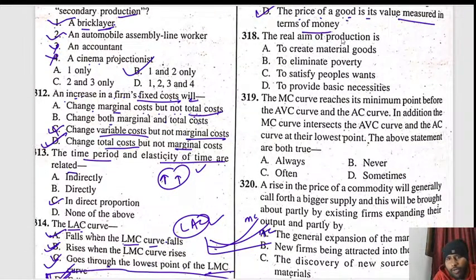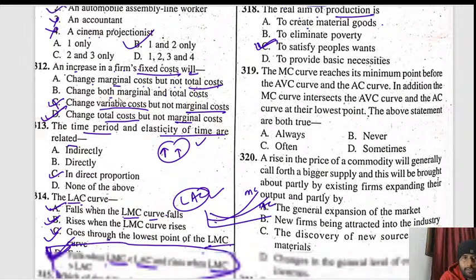The real aim of production is to create material goods. Obviously, to eliminate poverty, the real aim of production is to satisfy people's wants. Yeah, this is the correct option, to provide basic necessities. So the 318 correct option is C only. Moving to question number 319.